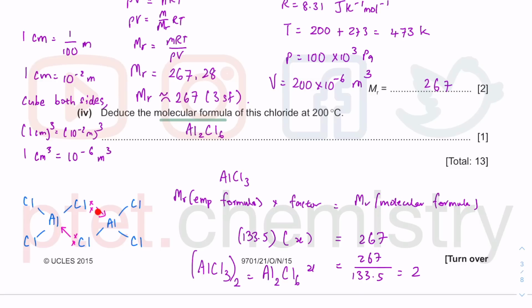And make sure you know the dative covalent bond: you don't show a dot and cross, you show both the electrons coming only from one of the atoms, as defined in AS. Dative covalent bond is also known as coordinate bonding. Okay, that's the end of that 13 mark. Very nice first question here.